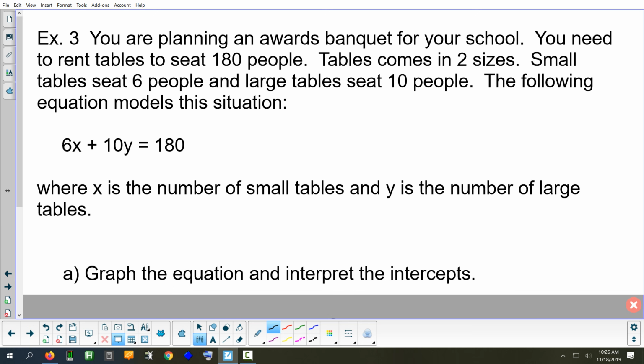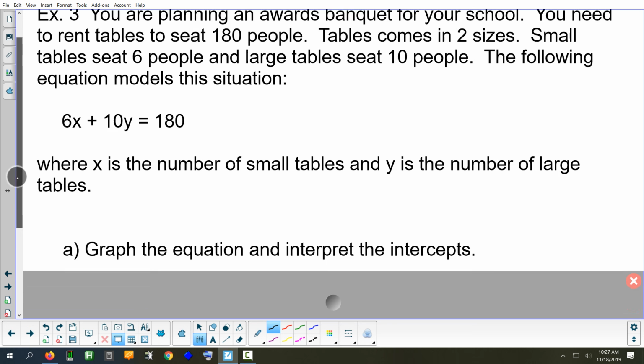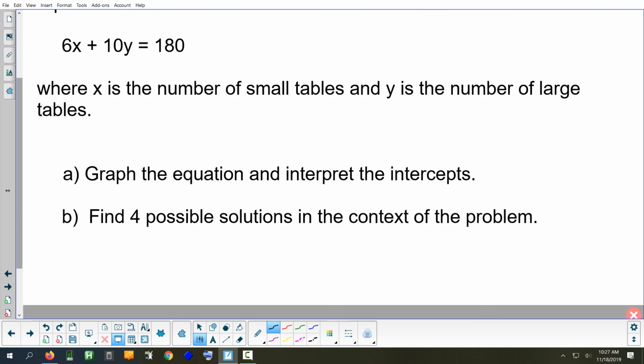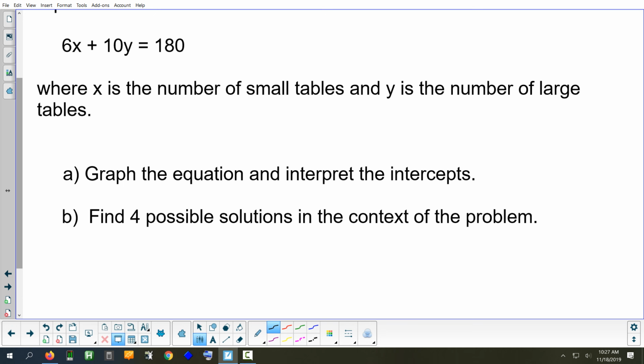So let's graph the equation, and we're going to interpret the intercepts. Now for this one, I don't think I gave you guys the graph. So on the back, we're not going to do practice A. You can use the grid for practice A if you want, or you can make your own grid under the question. But I just use the grid on the back. Okay, so let's start with part A. Graph the equation.